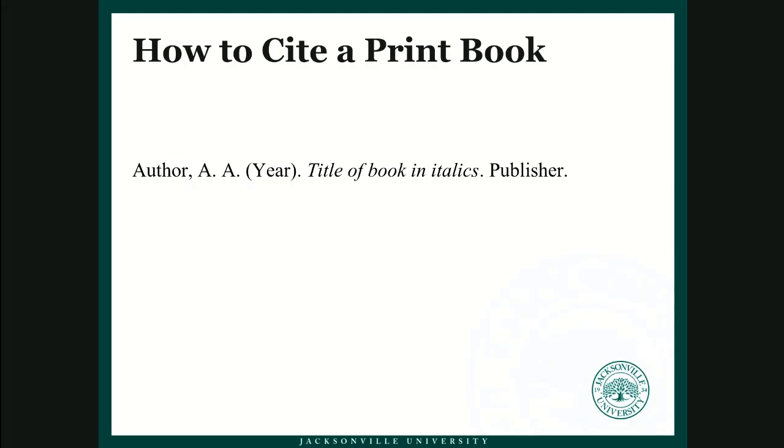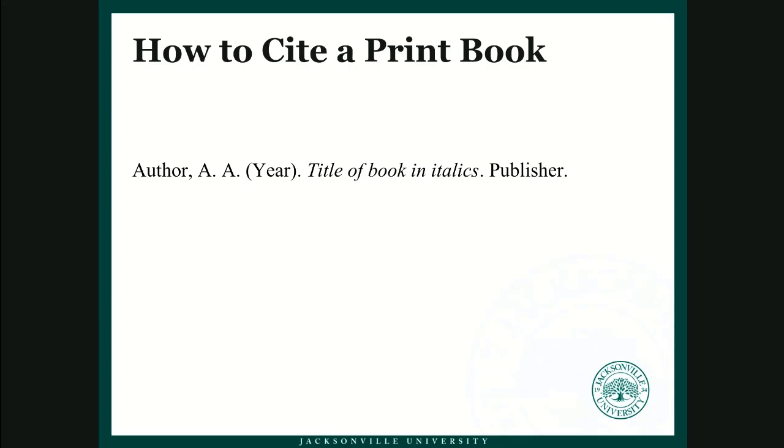Back in the old edition of APA, you had to put the city of the publisher, but in the new edition, you do not have to put the city. Now, if it was an ebook, you would just want to put the DOI after the publisher, which is a digital object identifier. But if there's no DOI, leave it out. Remember, cite what you see. If there's no DOI, leave it out.